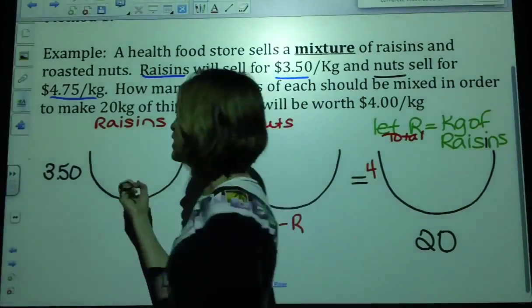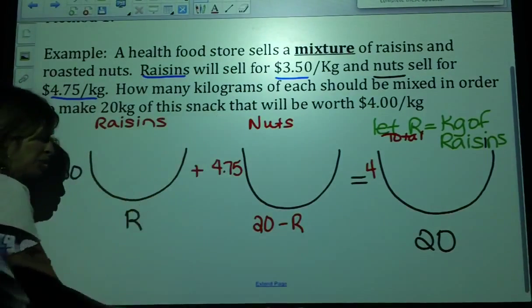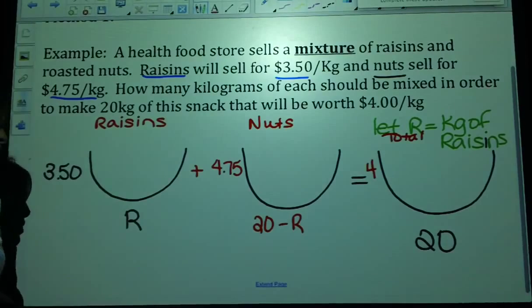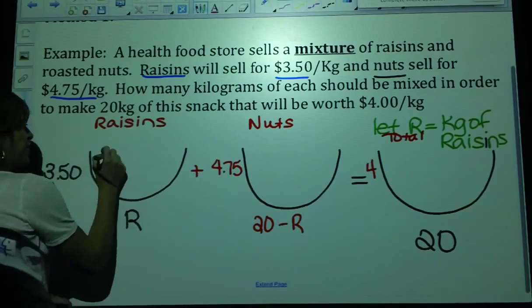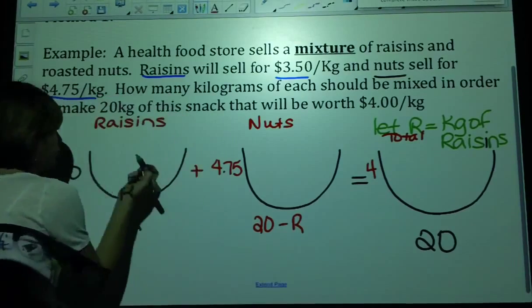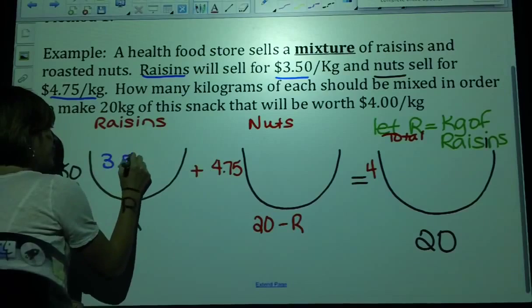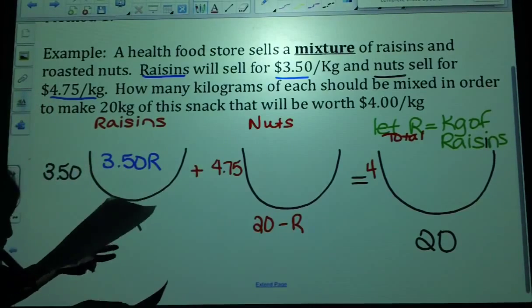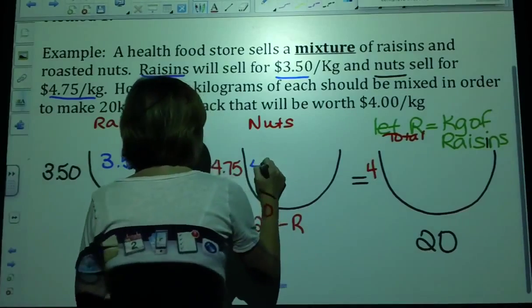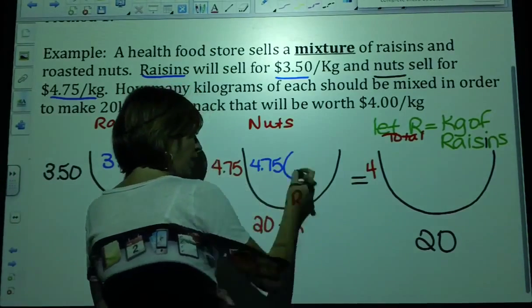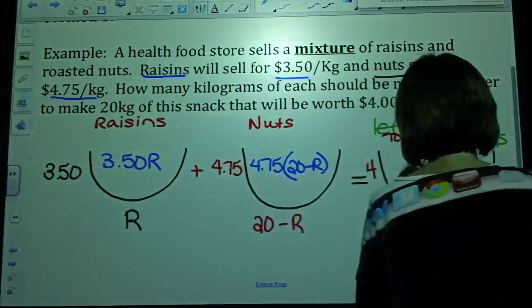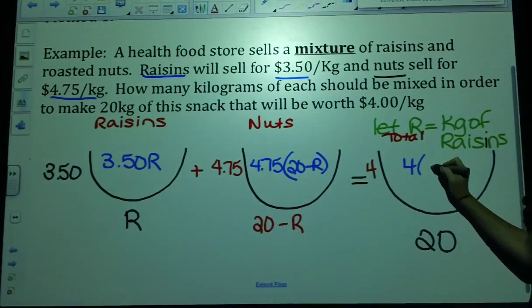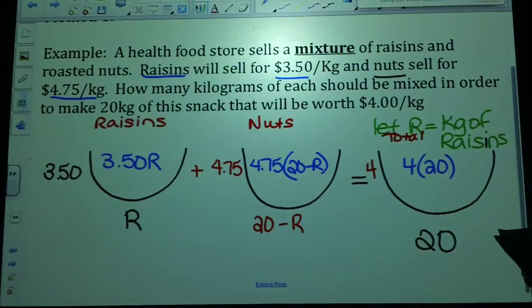With each raisin or each mixture, I need to multiply those values: the amount of raisins by the price. So I'm going to multiply R times 3.50, and I'm going to put that inside. I'll change colors for you. So that's 3.50R. I'm going to multiply the next two, and I'm going to get 4.75 times the quantity 20 minus R. And then I'm going to multiply 4 times 20, which gives me 80. Now I'm set and ready to write my equation.